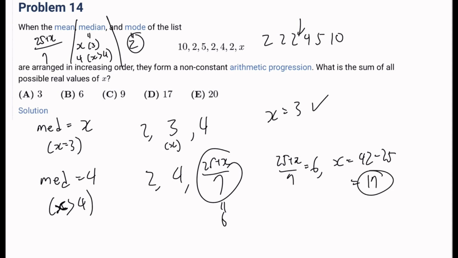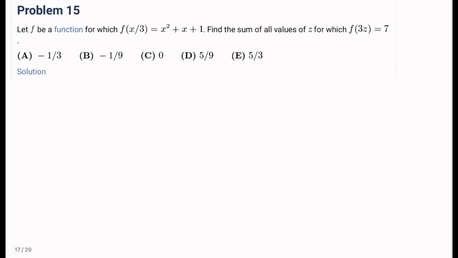And so since this value of 17 is greater than 4, x equals 17. X equals 17, this is also okay. So we have values of 3 and 17, so they sum to 20, so the answer is E. Number 15, let f be a function for which f of x over 3 equals this thing. Find the sum of all values of z for which f of 3z equals 7.